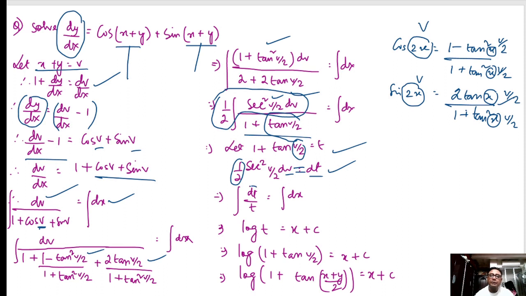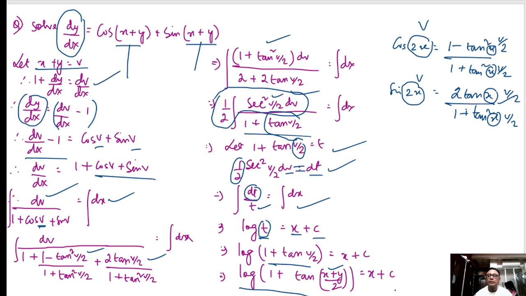So this becomes dt, and down that we have taken as t. So the right side is this. So this is log t, this is x plus c. Now replace t. T is actually 1 plus tan v by 2. Now in place of v, you replace x plus y. Okay. So this is the solution of the equation. This becomes the solution of this equation.